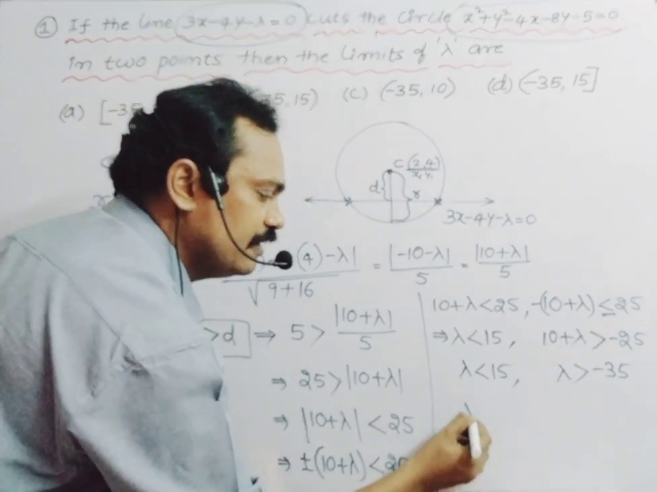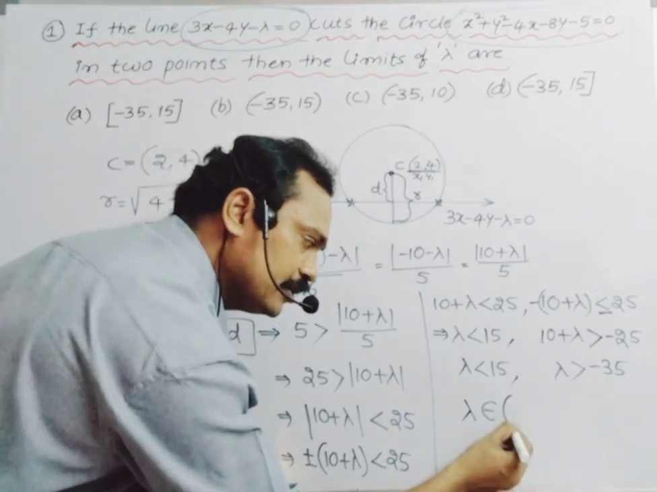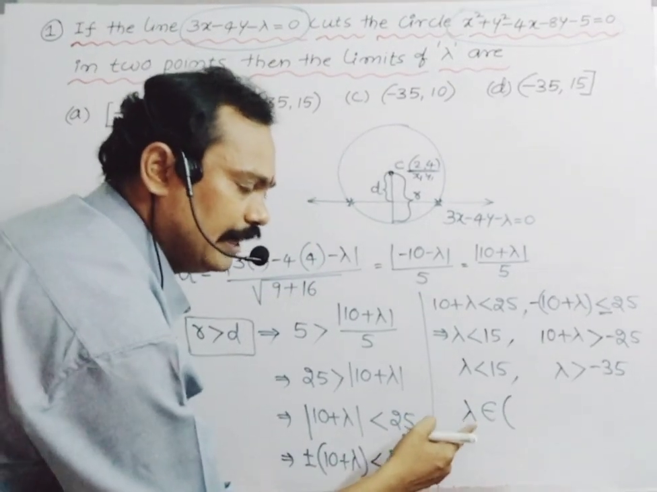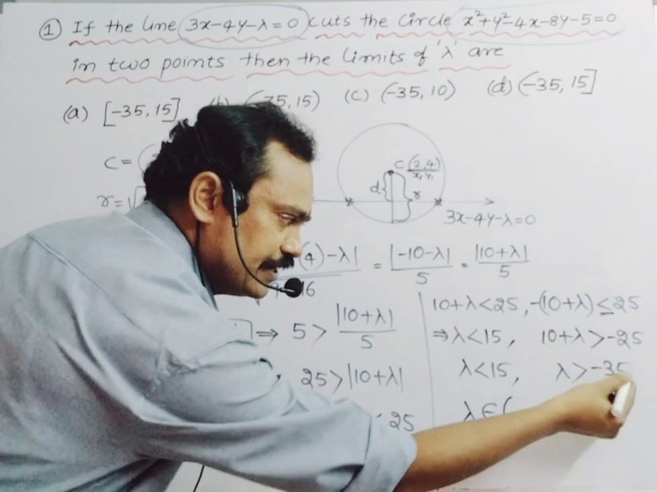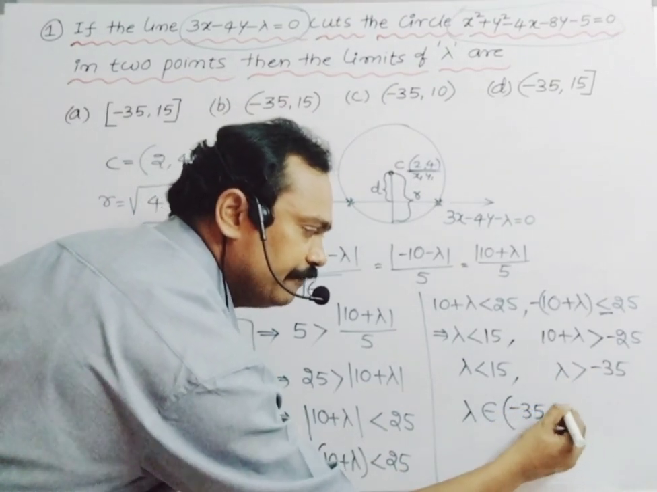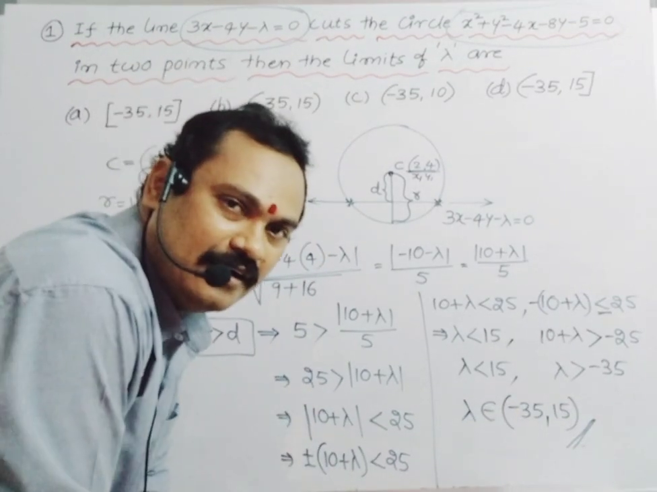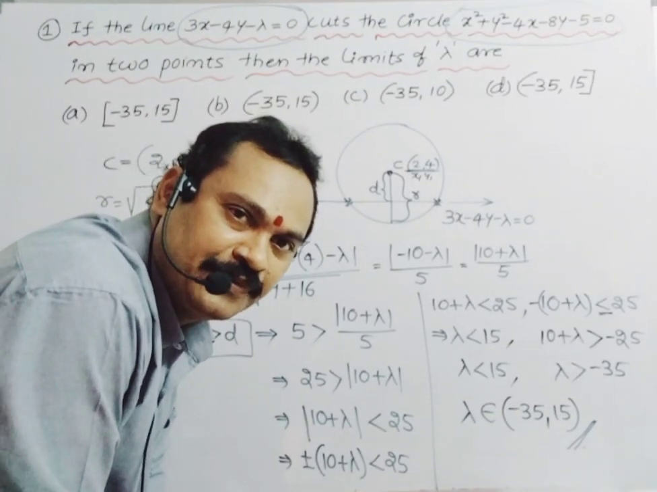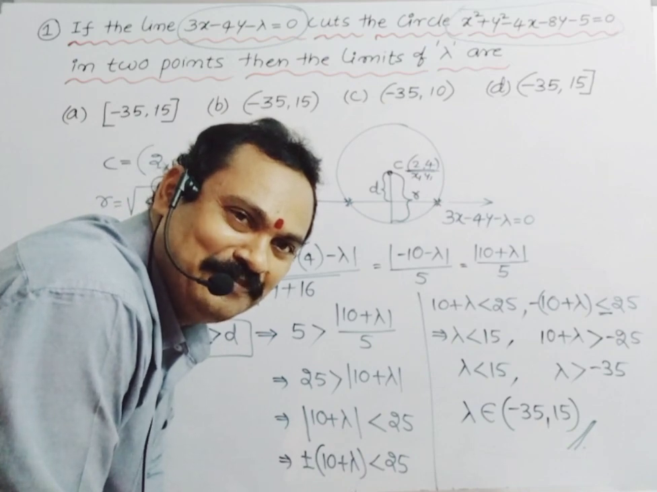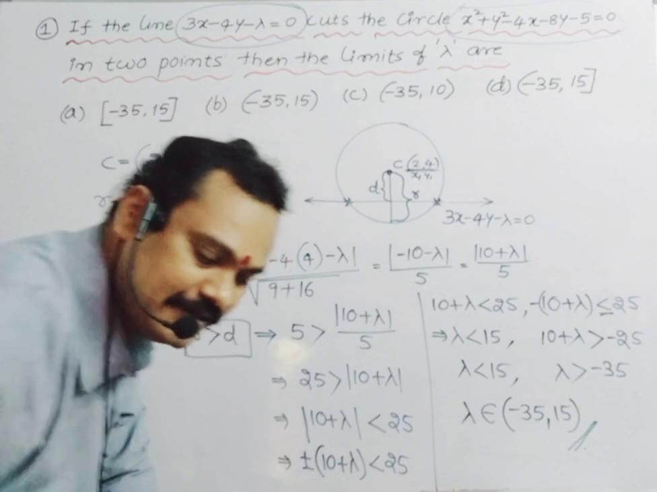So what are the limits? Lambda belongs to the range greater than minus 35 and less than 15. These are the limits of lambda. Is it clear, all of you? Is it clear? Yes, that's nice. Okay, very good.